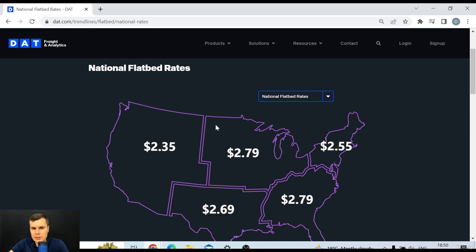So you can get a general idea. Coming from the southeast to the west, you can expect a higher rate, but coming back from the west to the southeast, you can expect a lower rate.